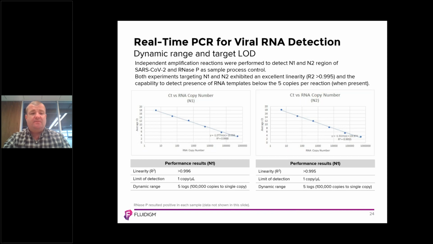The take-home message from this slide is that independent amplification reactions were performed to detect N1 and N2 of SARS-CoV-2 and RNase P. Both experiments targeting N1 and N2 exhibited an excellent linearity of more than an R-squared of 0.995 and the capability to detect the presence of RNA templates below 5 copies per reaction when present. This is a very good limit of detection.